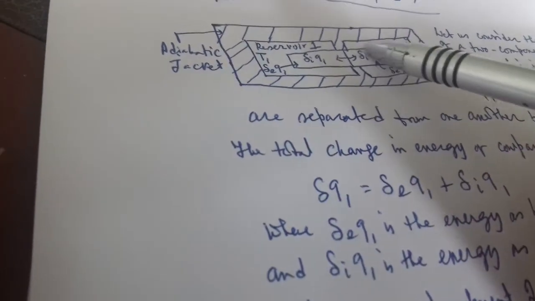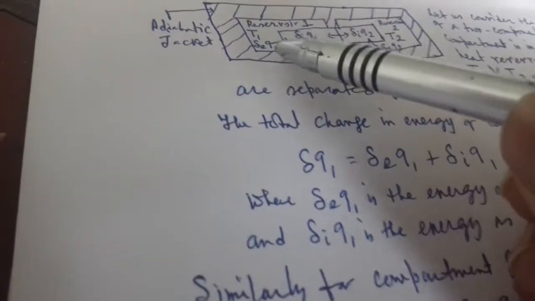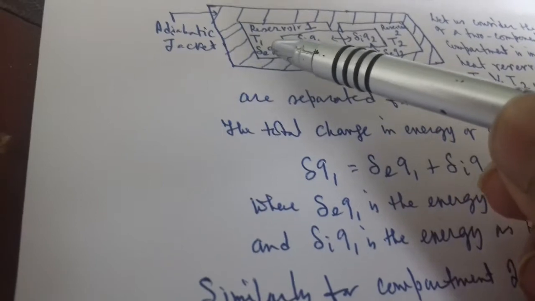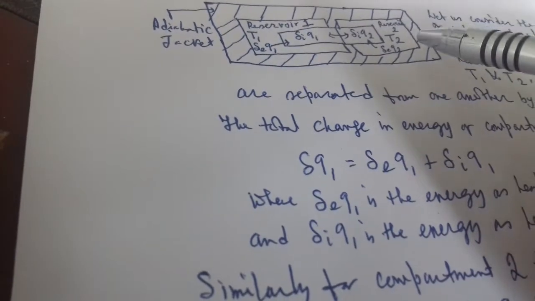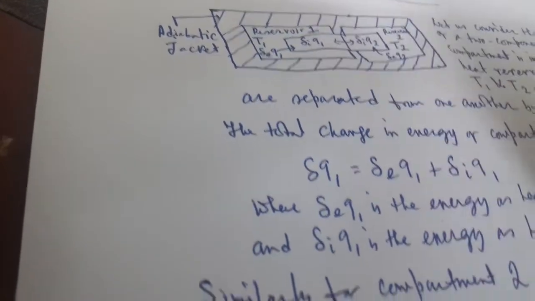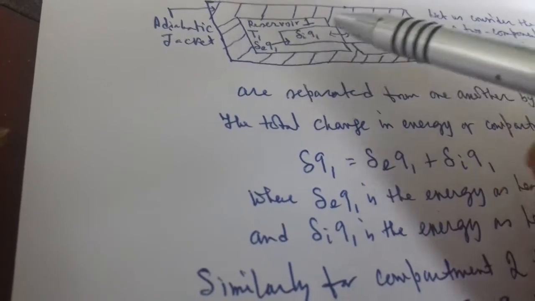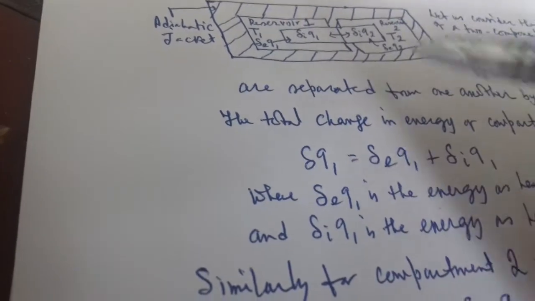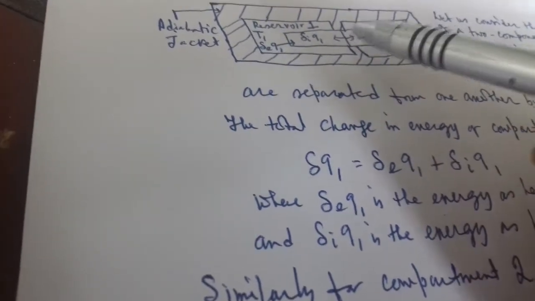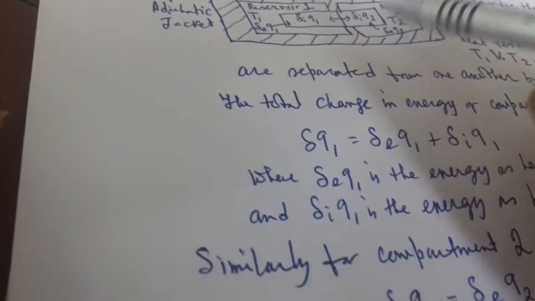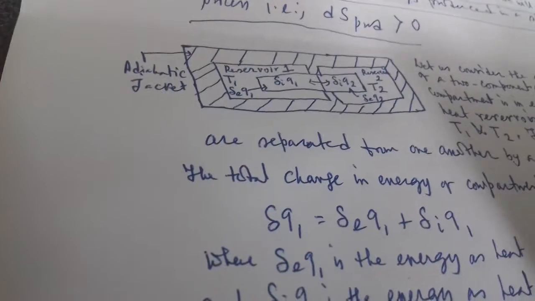Similarly, here the overall temperature is maintained as T2, where delta E Q1 is the heat exchanged from reservoir 1 with compartment 1, and delta E Q2 is the heat exchanged from reservoir 2 with compartment 2. Delta I Q1 is the heat either given by compartment 1 to compartment 2 or accepted by compartment 1 from compartment 2, and similarly delta I Q2 is the heat either received or given by compartment 2. So let us consider the above diagram, which is a two compartment system.